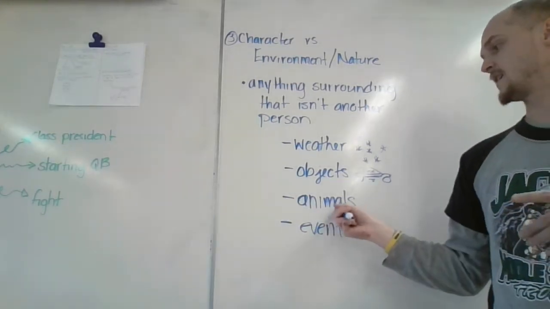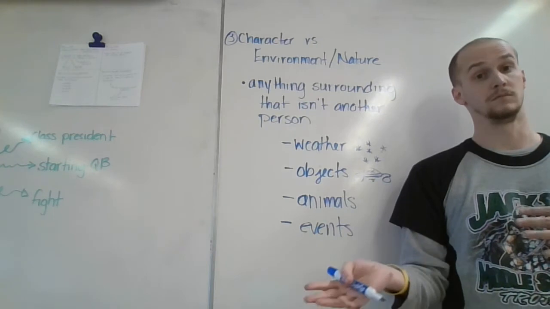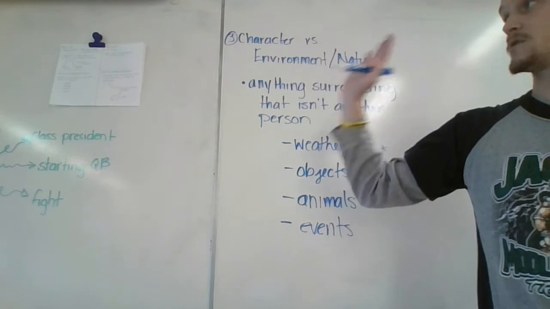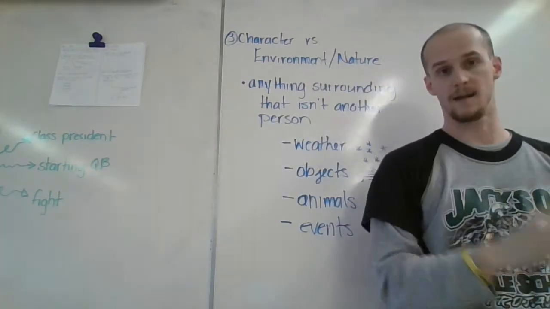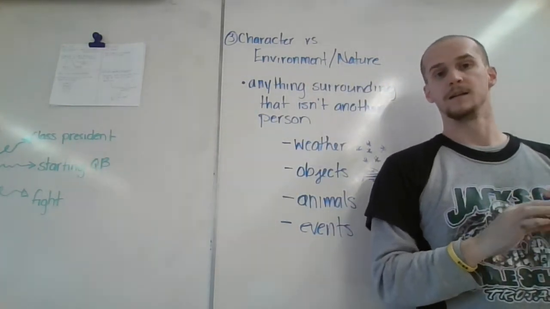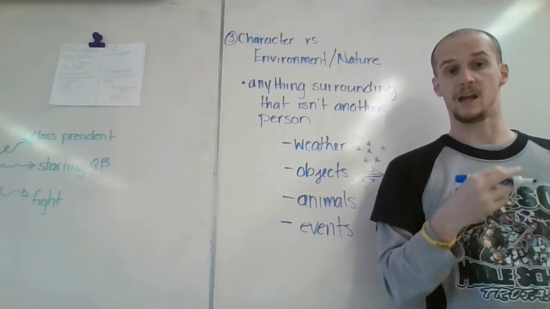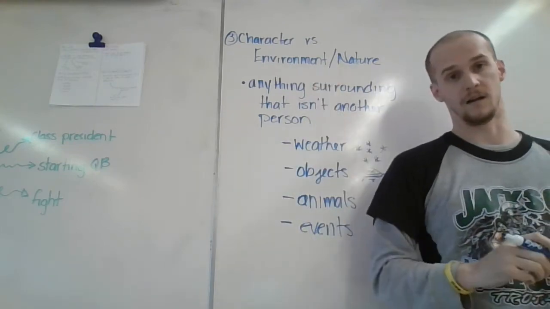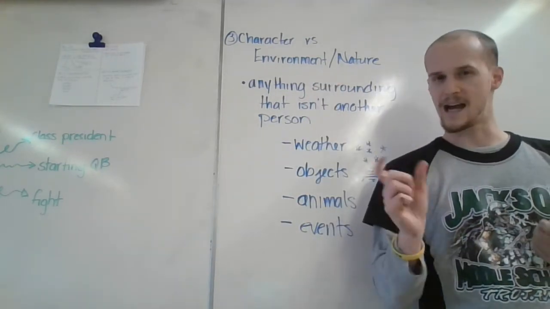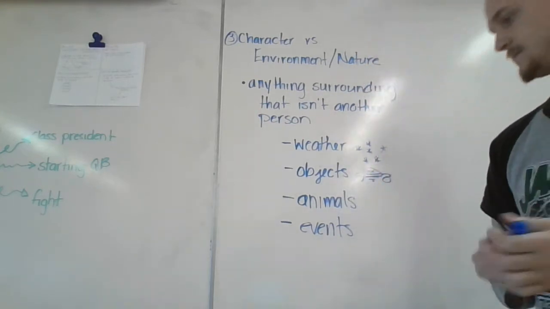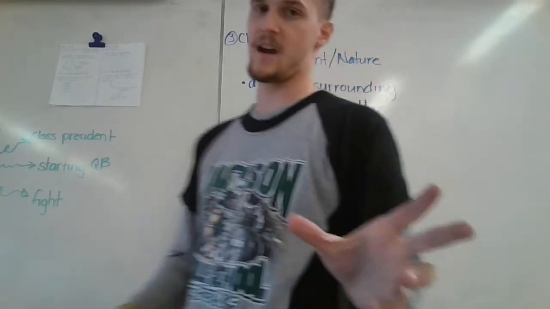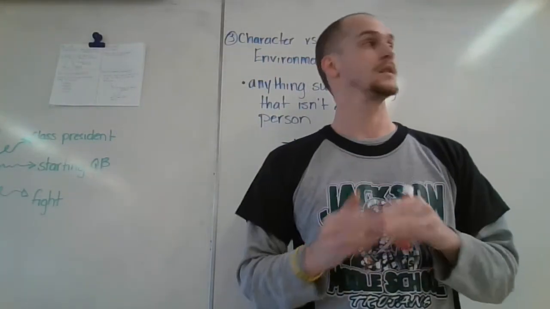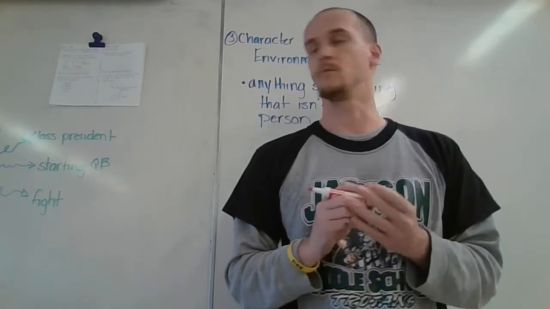Now, I do want to point out animals, because if the main character is an animal and they're in conflict with another animal, that is not character versus nature. That is character versus character, because it's two animals that are conflicting with one another. Now, if the main character is an animal and they come in conflict with another person, then that is character versus environment or nature. And that can get kind of confusing, but that's the best way that I know how to describe it. If the main character is an animal, character versus character conflict would be two animals in conflict with one another.